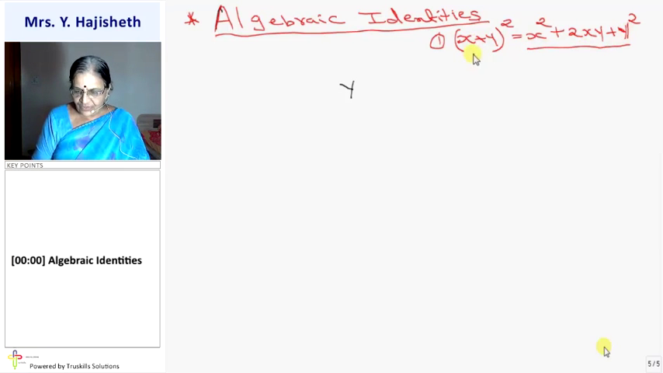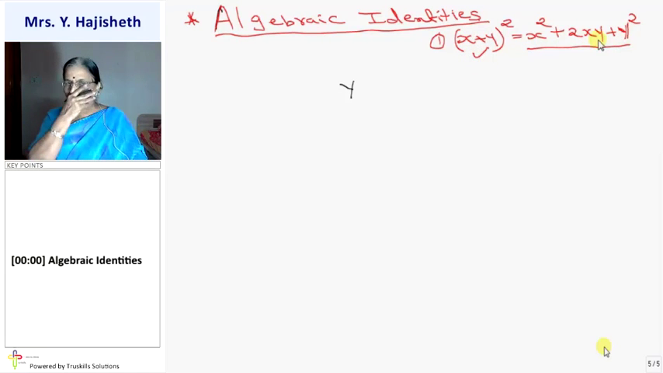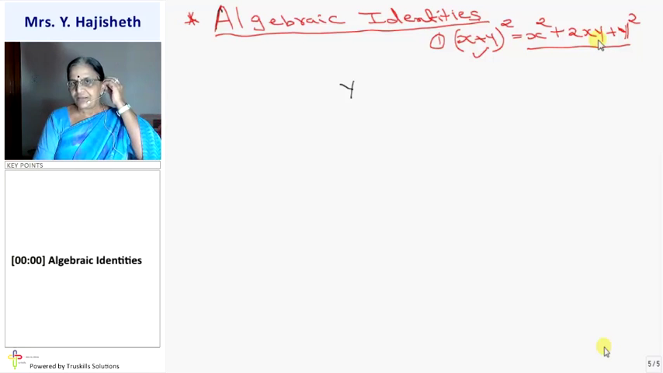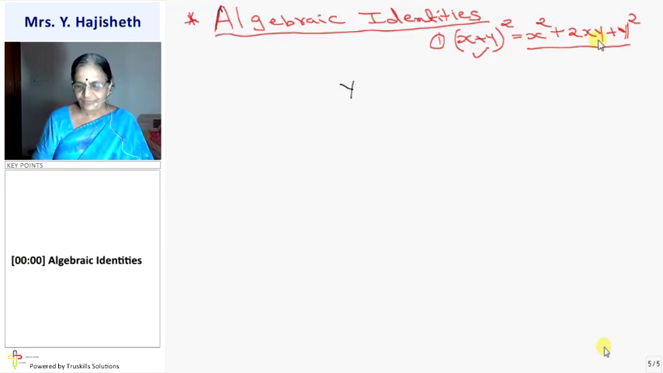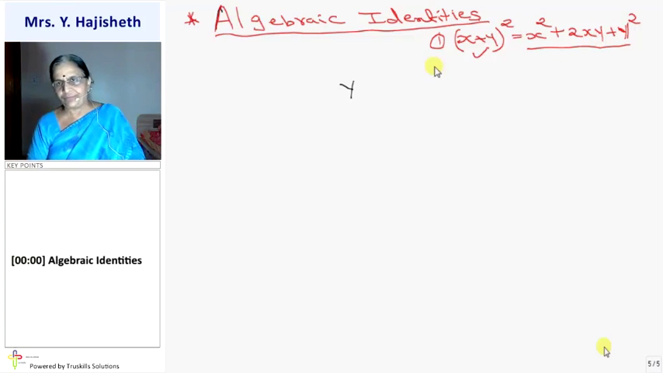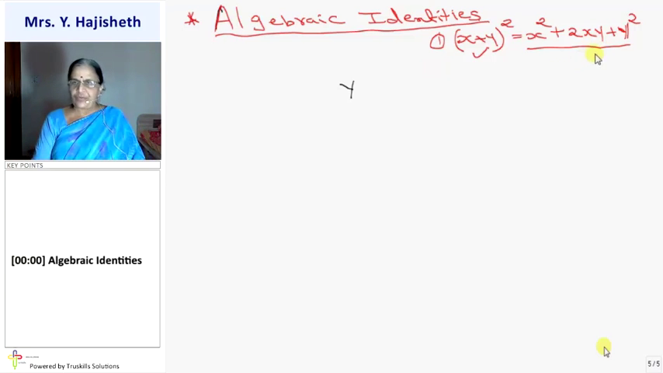If this is given, you can expand, you can write it in expanded form by multiplying x plus y with x plus y. Right? So both ways you should remember. If expanded form is given, you can get this form by factorization. If this simplified form is given, you can get this expanded form just by using this formula of expansion.